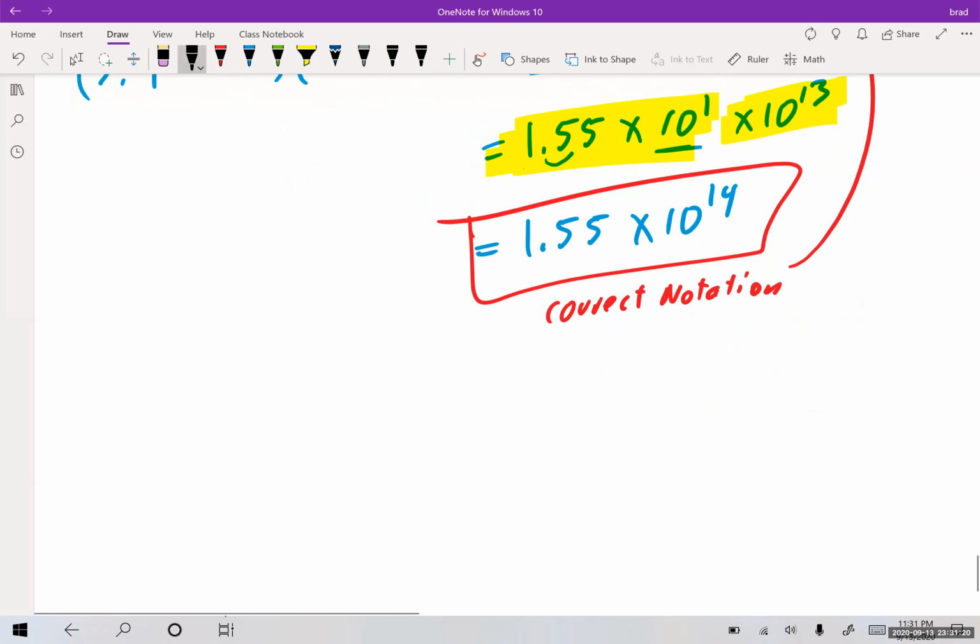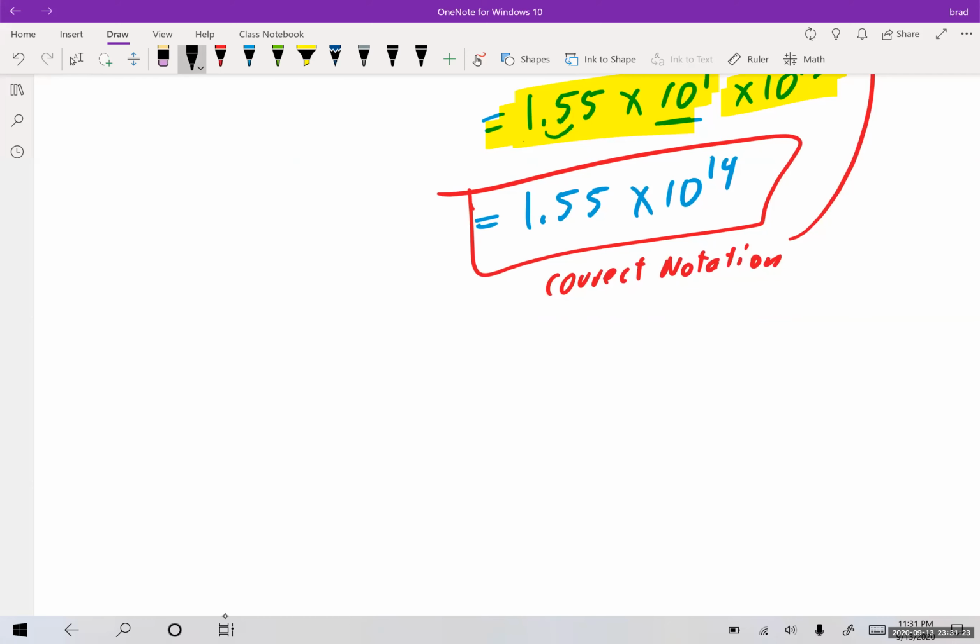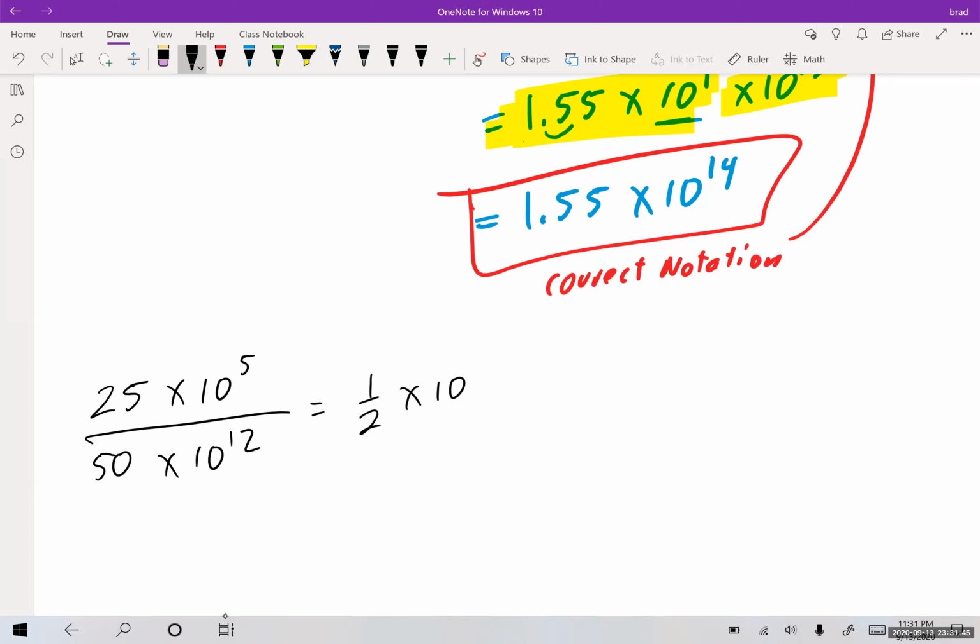Now it could go the other way as well. You could have 25 times 10 to the 5th divided by 75. No, let's do 50 times 10 to the 12th, okay? So this would actually be 1/2 times 10 to the, let's see, who's bigger? The bottom is bigger, so this is going to be gone. That's going to be 1, and this is going to end up with 10 to the 7th. So we're going to end up with a negative exponent, so times 10 to the negative 7.